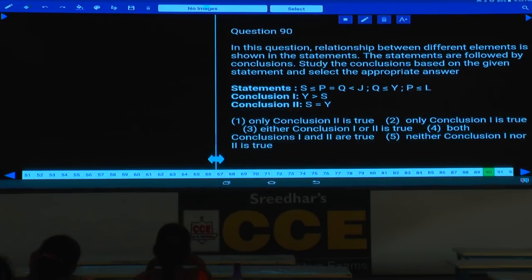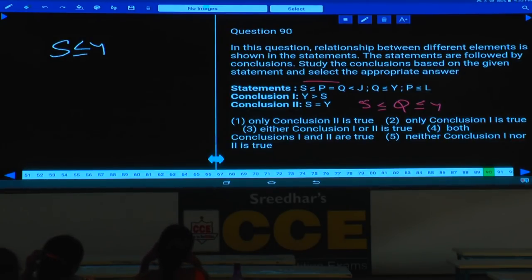Then coming to question number 90, the relation between Y and S. S is here and Q is here. S lesser than or equals to Q and Q lesser than or equals to Y. Yes, what is the final conclusion here? S is either lesser than or equals to Y, and in the reverse Y is either greater than or equals to S. Y can be either greater or equal, either the first one or the second one, either 1 or 2, that is choice 3. Question number 90, choice 3 is the answer.